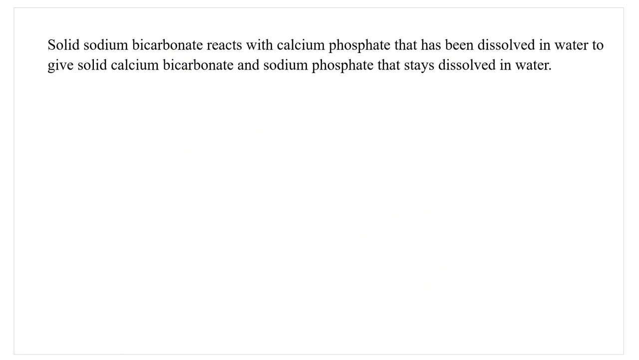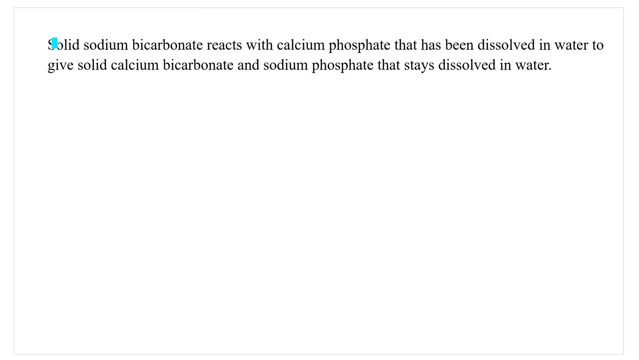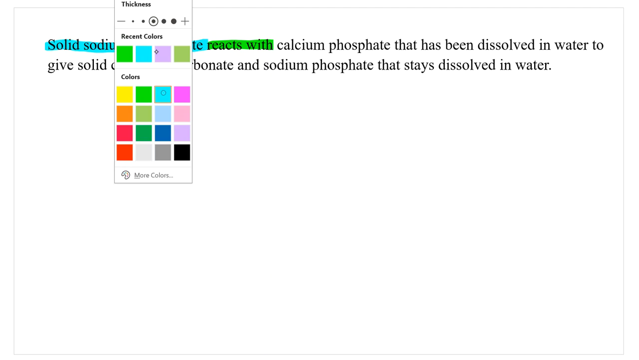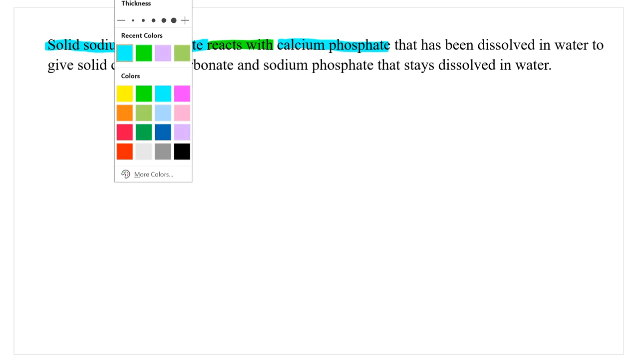Let's take a look and translate this chemical equation from words into symbols again. We have solid sodium bicarb reacts with calcium phosphate that has been dissolved in water. That's just telling us the phase. That's not telling us anything about water being in the chemical reaction. That's just trying to tell us that it's an aqueous phase. It does not appear in the chemical reaction.